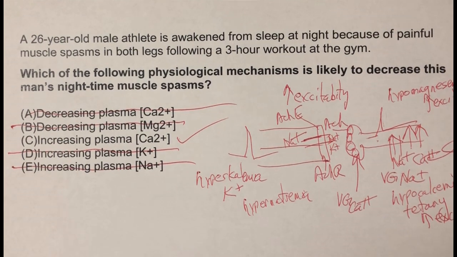The take home here is that we can administer calcium intravenously, increase it in the plasma. We can also give magnesium as drugs to decrease excitability when a person's having a muscle spasm.